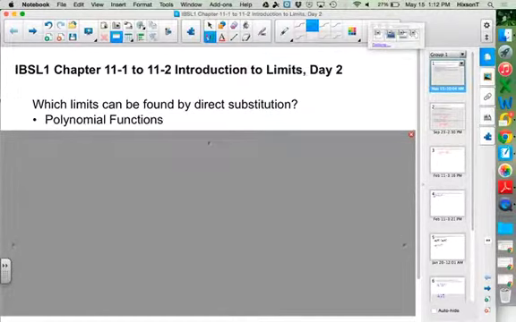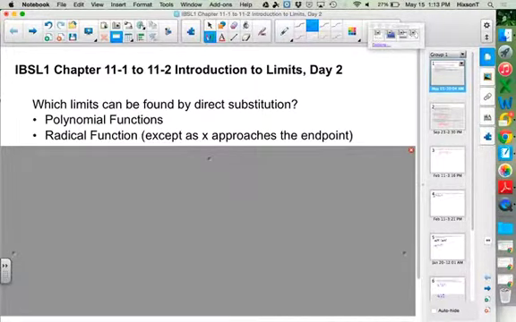One case is when you have polynomial functions. If you don't have a denominator, you're just dealing with a regular polynomial, you can just plug it in, because polynomial functions are defined for all real numbers. That's part of what makes them a polynomial function, is they're defined for all real numbers. Another case is a radical function, as long as you are not approaching the endpoint.